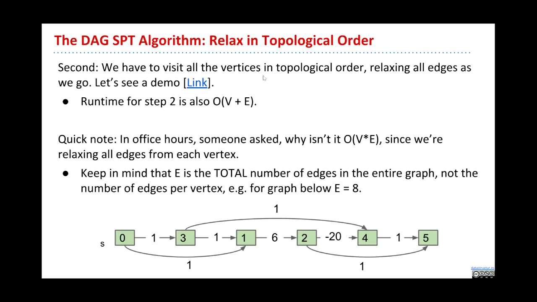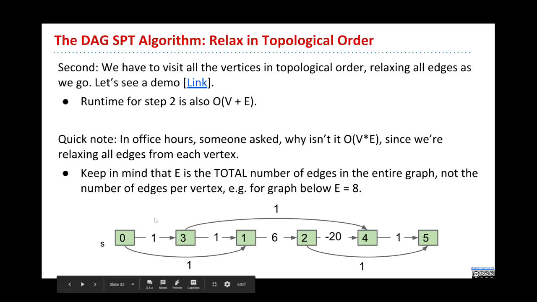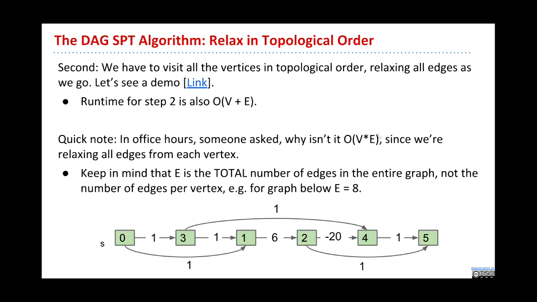And a quick note, in office hours yesterday, someone asked me, if you're going to V vertices and relaxing all of the edges each time, shouldn't it be V times E? Because there's V vertices and E edges, and we're doing all of the edges every time there's a vertex. And the reason that is not the case is a reminder that when we say E, we mean the total number of edges. So here there are 8 edges. If you think of E as the average number of edges, I guess it would be V times E overall. But I don't want to go there. Just a reminder, E is all the edges.